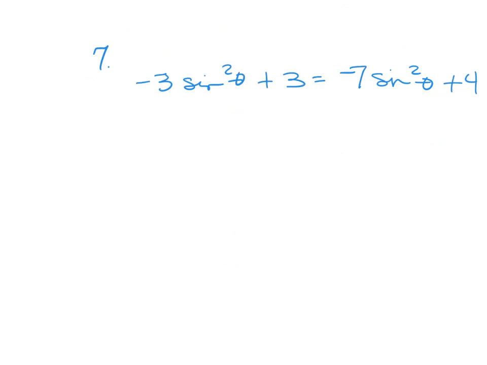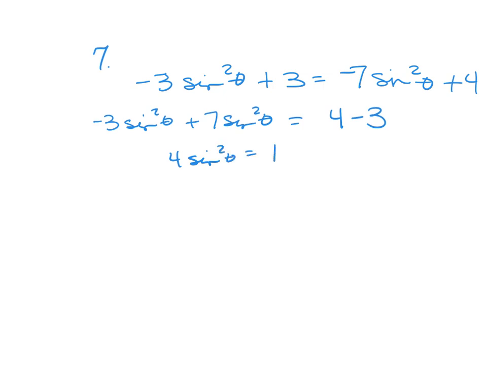So this guy has some things with signs on it and some things with plain numbers. So what I'm going to do is I'm going to move the signs to the left by changing their signs. So plus 7 sine squared of theta. And I'm going to move the numbers to the right. Well, if I have negative 3 sine squared and 7 sine squared, I really have 4 sine squared of theta. And over here I have a 1.